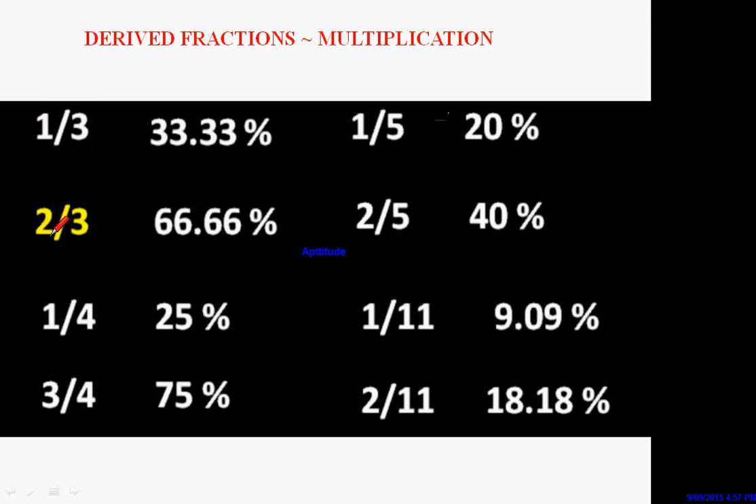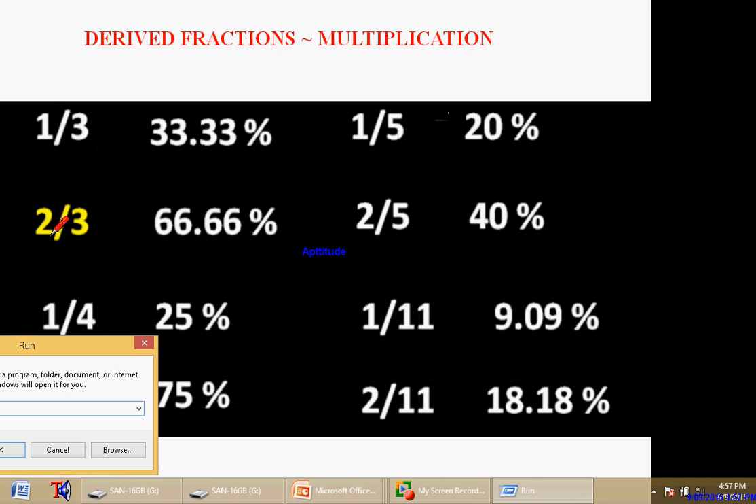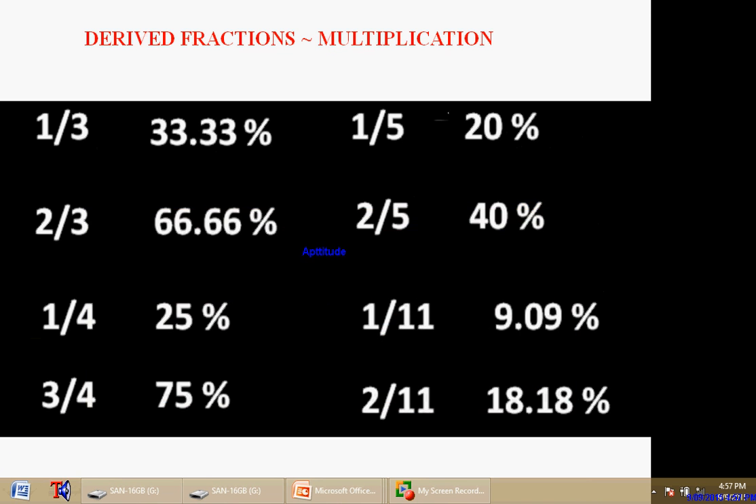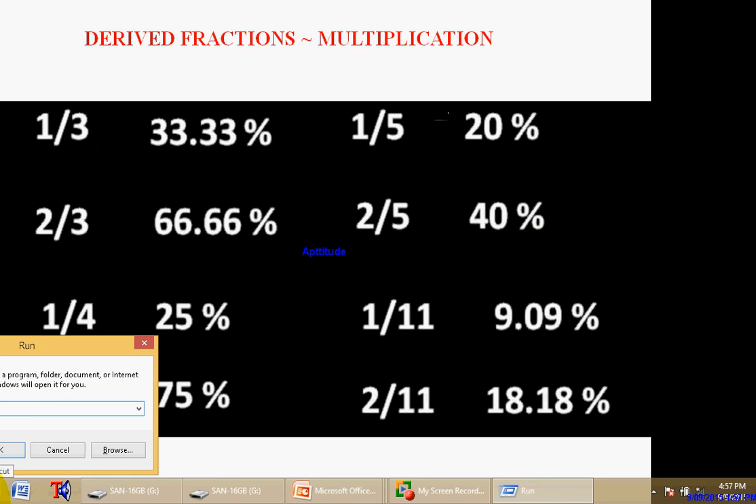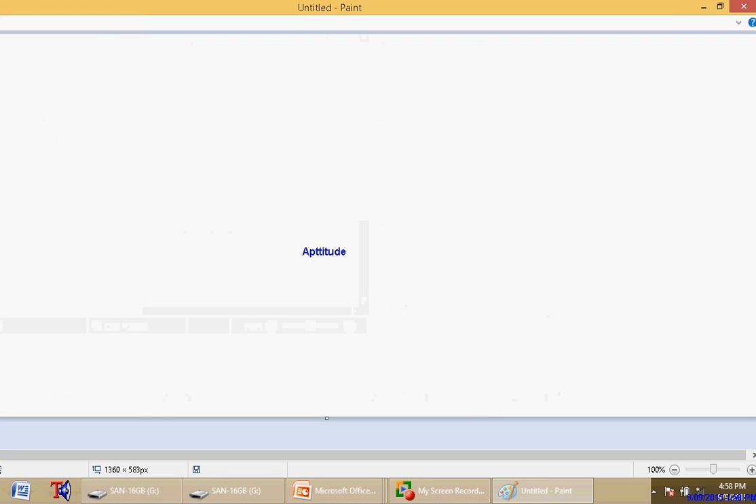I'll make it clear cut. Else we'll go with the paint. I think that will be very clear. I can highlight the points, right? Yes.